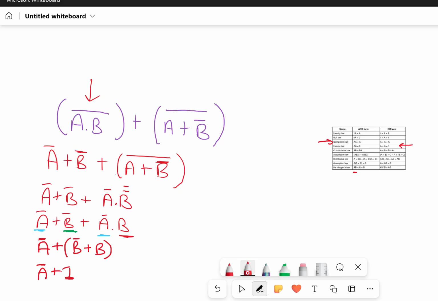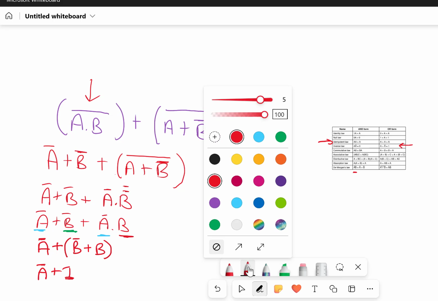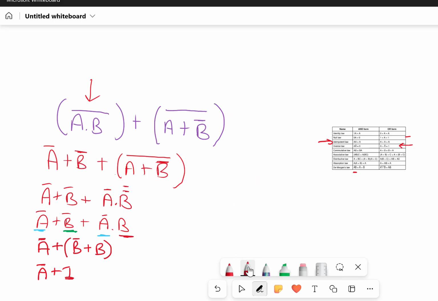So what we have here, if we go to our laws, the no law, which is, in this situation, 1 plus A equals 1. So in this situation, not A plus 1, or not A or 1, equals 1. And there we go.